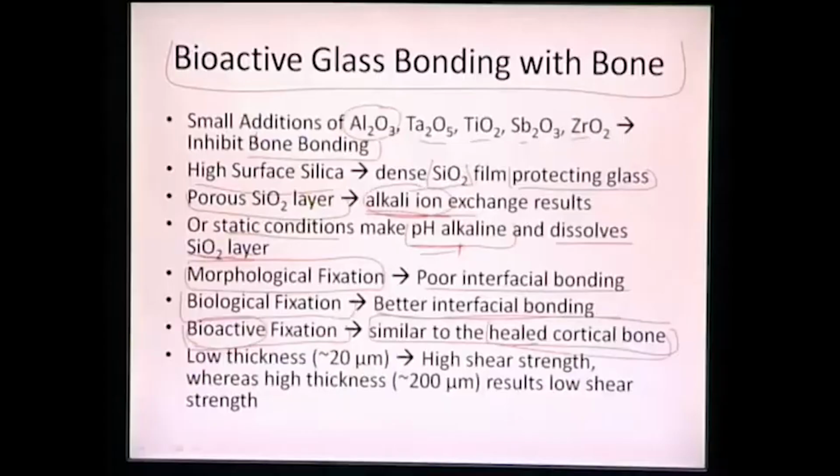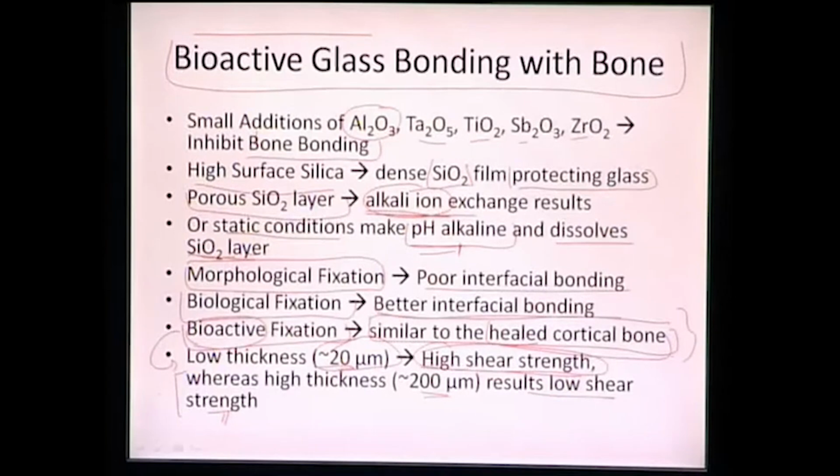It will be very nice because we are getting a structure which is similar to that of a healed cortical bone. And again, the thickness of this bioactive fixation is very low, because this low thickness can lead to high shear strength. But if we have very high thicknesses such as 200 micrometers, they can result in very low shear strength. So in bioactive fixation we have very low thicknesses of the bonding layer which forms, so it can take very high shears. That is the advantage with the bioactive glass with a very small interfacial thickness.